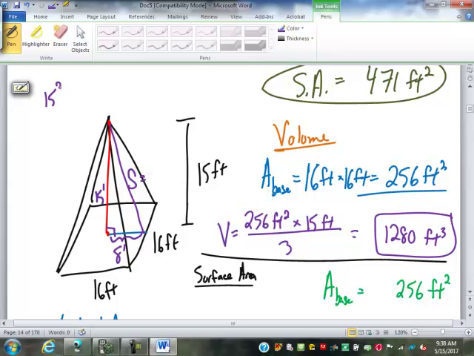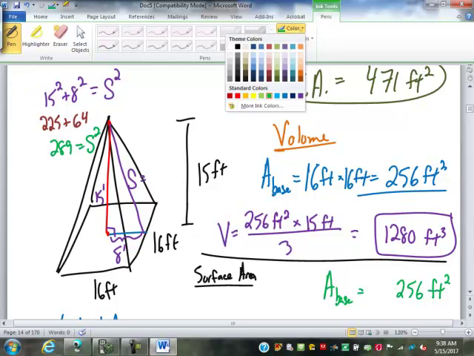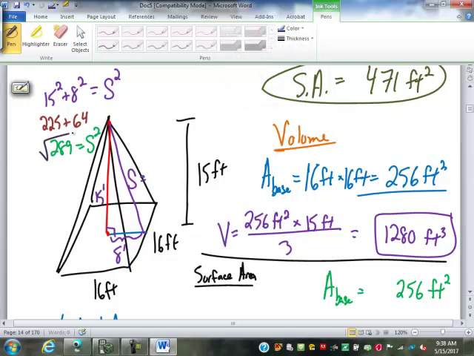So that slant, 15 squared plus 8 squared is going to equal that slant squared. What's that? Yep, you add them up and then square root them. So 15 squared is 225, 8 squared is 64. That adds to be 289 equals s squared. So yes, we square root that. So s is 17 feet.